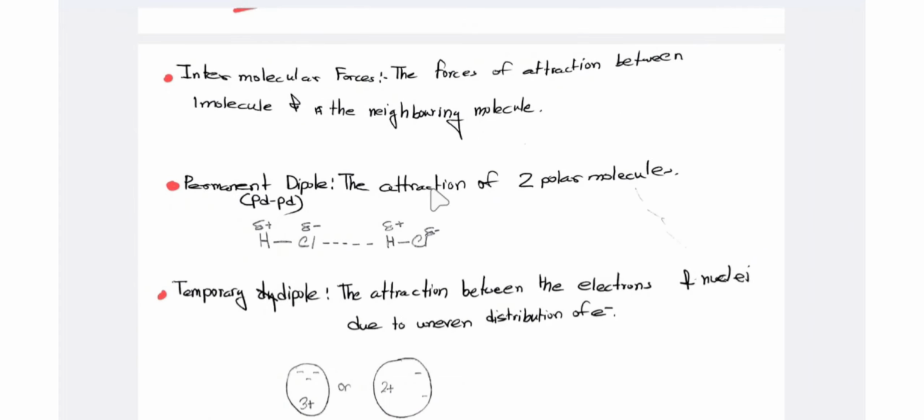Now, the permanent dipole force is the attraction between two polar molecules. For example, here hydrogen is delta positive and chlorine is delta negative. The delta negative chlorine from one HCl attracts the hydrogen from another HCl. So it is the permanent dipole force.